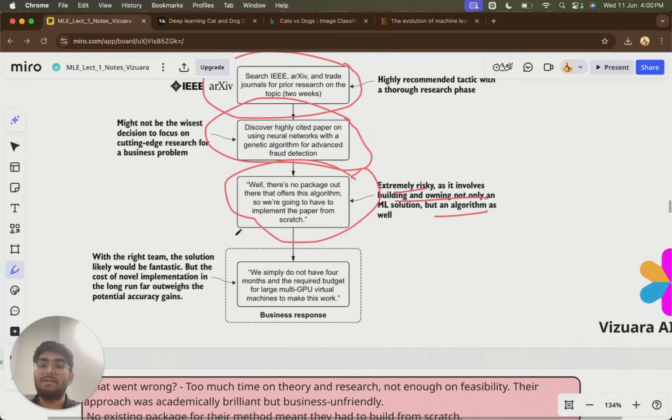Then with the right team, the solution could have been fantastic, but in this case it is not because we don't have that much budget and we don't have that much computational resources. That was the business response.